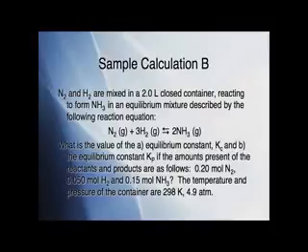What we want to do here is find the value of the equilibrium constant, K sub C, and that means we'll be expressing these in terms of molar concentration to begin with. We'll want to find the equilibrium constant K sub P if the amounts present of the reactants and products are as follows. We'll have 0.20 moles of N2 in this 2-liter container, 0.050 moles of H2 in this 2-liter container, and 0.15 moles of ammonia. The temperature and pressure of the container are 298 Kelvin and 4.9 atmospheres of pressure.